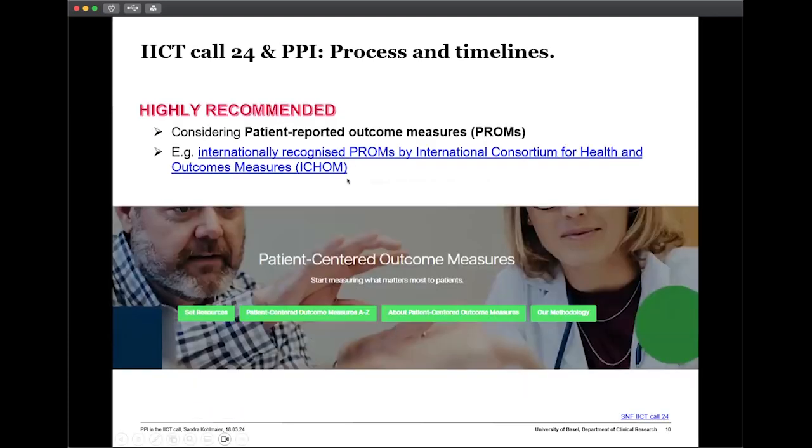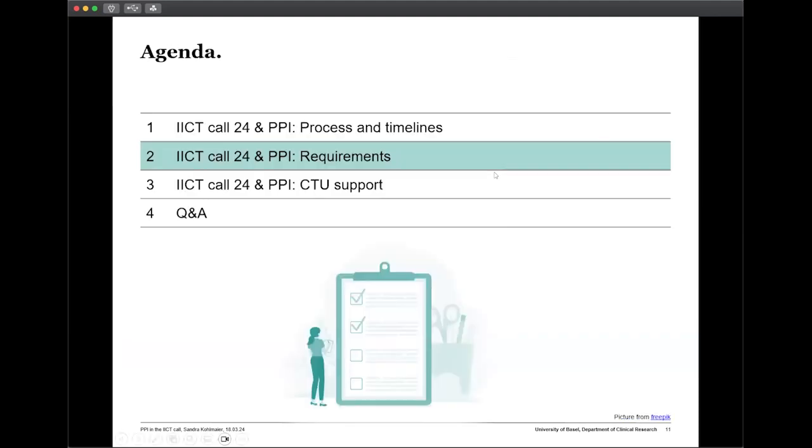Okay, just one little thing also to remember if we are in the SNSF IICT call regarding PPI and this kind of topic, it's also highly recommended from the SNSF to think about considering patient-reported outcome measures, so PROMs. For example, they give this example of the internationally recognized PROMs by the International Consortium of Health and Outcome Measures. If you don't know it, you can, of course, go on this link and check whether there might be a PROM which is maybe interesting for you and your research project as well, maybe as an outcome.